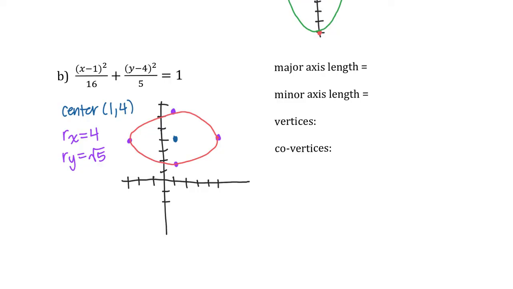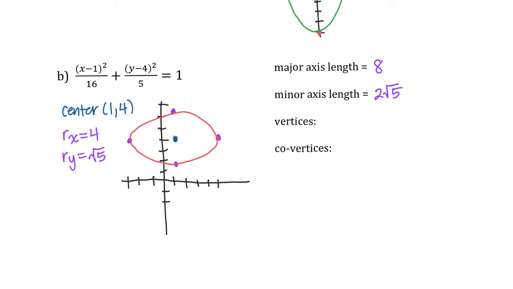Okay, the major axis length, remember the major axis is always going to be in the longer direction. Since the x radius is bigger than the y radius, the major axis will be in the x direction. Since the x radius is 4, that major axis length will be 4 plus 4, which will be 8. Okay, the minor axis length will be in the shorter direction, which is the y direction. The y radius is root 5, so this is square root 5 plus square root 5, which would give me 2 square root 5.